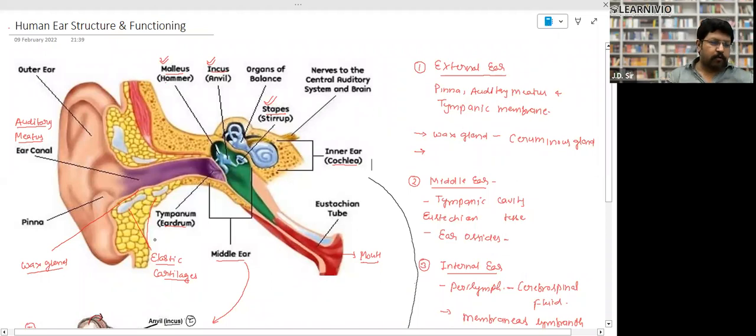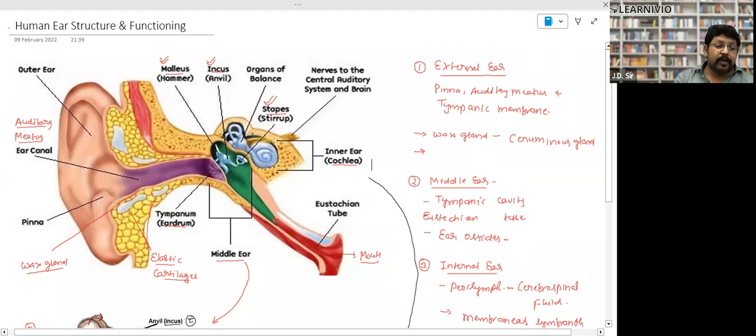Basically, the outer part of the ear is made up of some elastic cartilages, which give it elasticity, right? And there are some wax glands. Wax glands secrete sebum, right? So the external ear is made up of the pinna. The auditory meatus is this pipeline, this outer side structure.